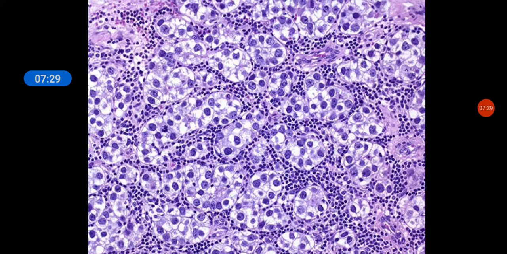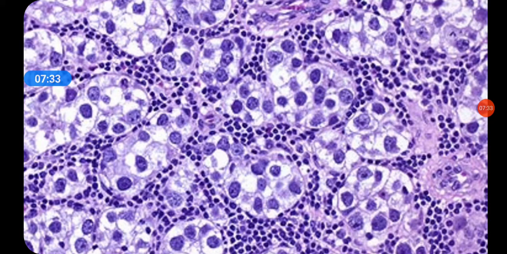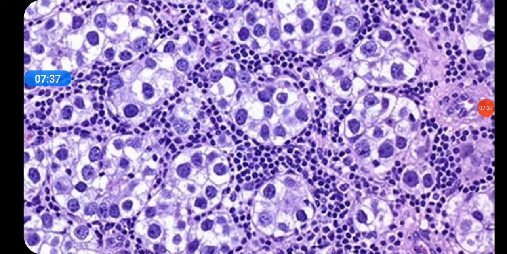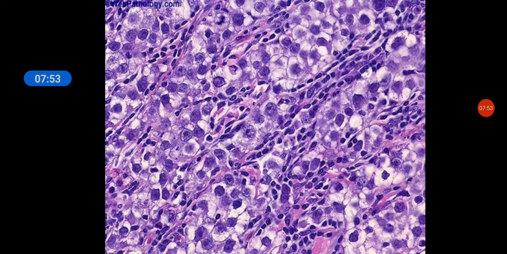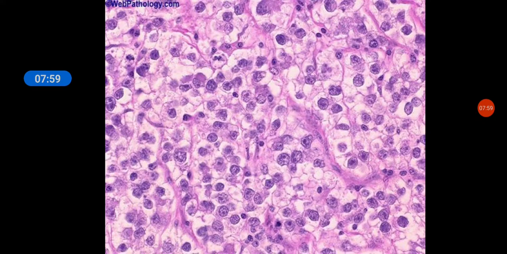Okay, and what about the stroma, the surrounding stroma? See, it is fibrous, yes, I agree, but there are some lymphocytes, some plasma cells. Okay, and some of them will show inflammatory reaction also. So this is the microscopy of seminoma. Okay, this is very, very important for you, both theory wise as well as practical wise, right? This is another high power where you can appreciate the pattern. Okay, again another picture.